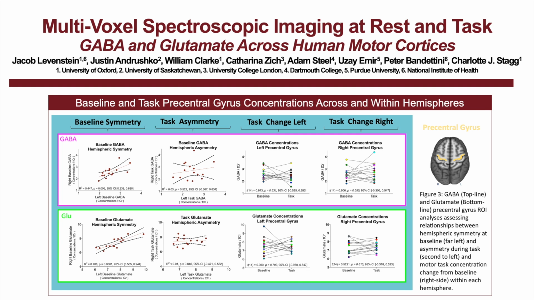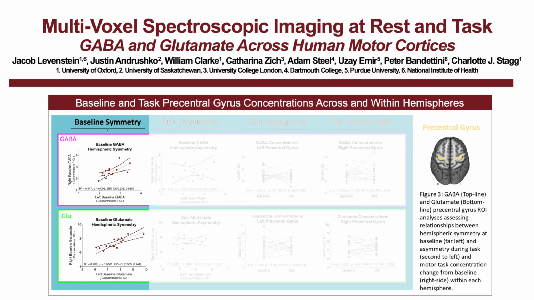The next result involves ROI-based analyses, looking at both the left and right precentral gyrus. Focusing on one panel at a time, this first row is indicating that there's baseline symmetry between the left and right precentral gyrus concentrations across the participants for both GABA on the top line and glutamate on the bottom.